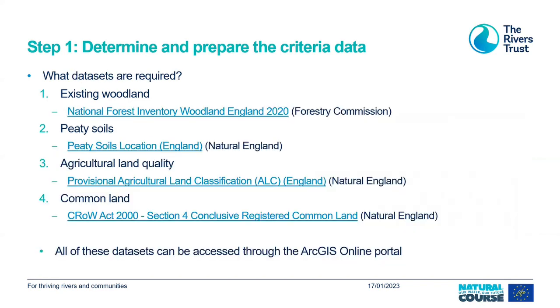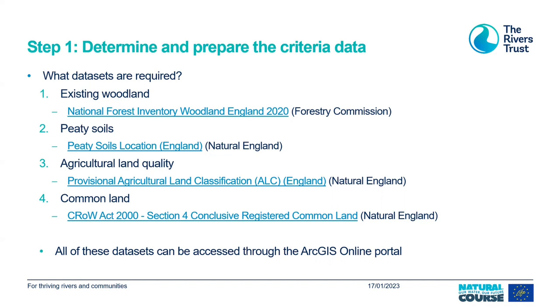So then we need to identify what data sets we're going to use to represent that information. So for this example, I'm going to include the National Forest Inventory from the Forestry Commission, and that represents existing woodland. We've then got the peat soils location map from Natural England, so we can avoid planting on peatland. The Provisional Agricultural Land Classification, or ALC data from Natural England, so we can avoid high-grade agricultural land. And then finally, Registered Common Land from Natural England.